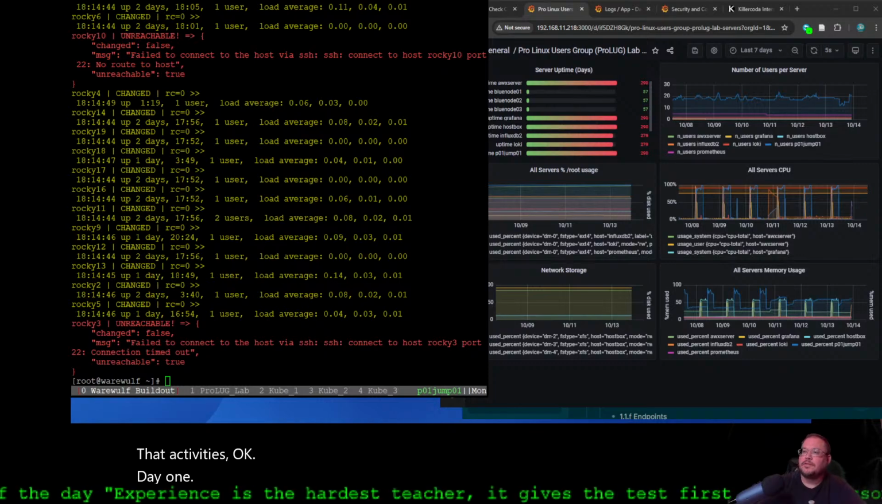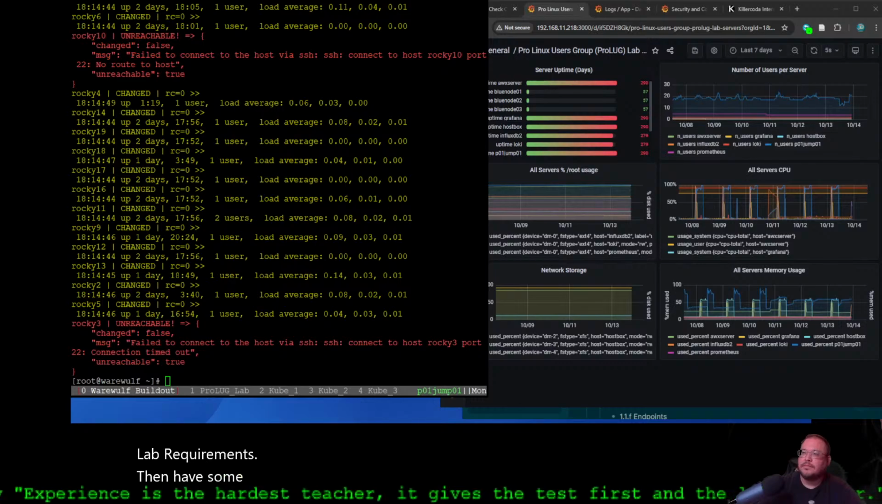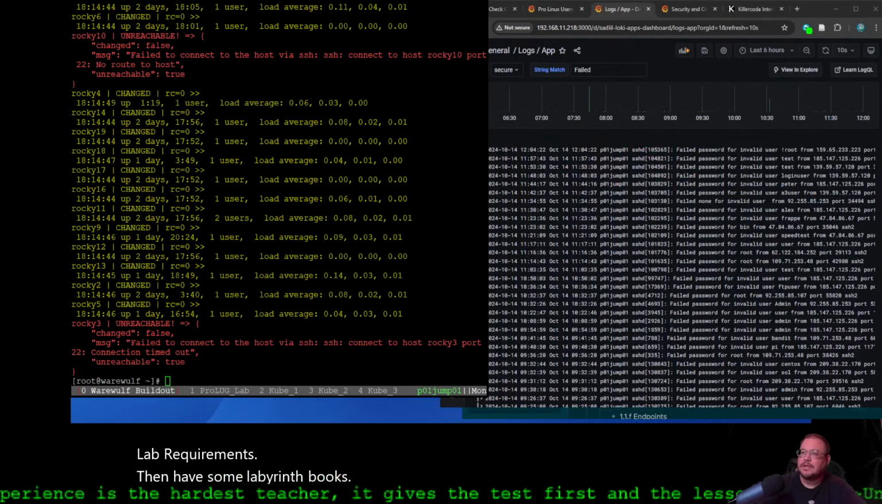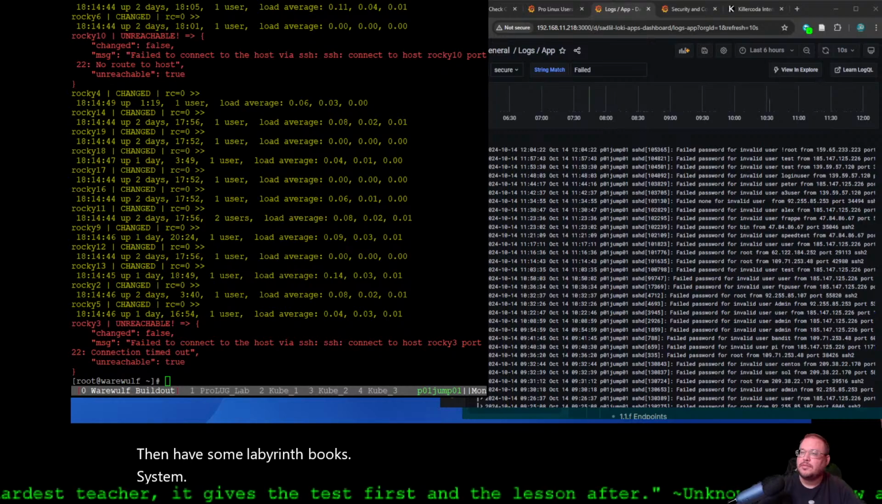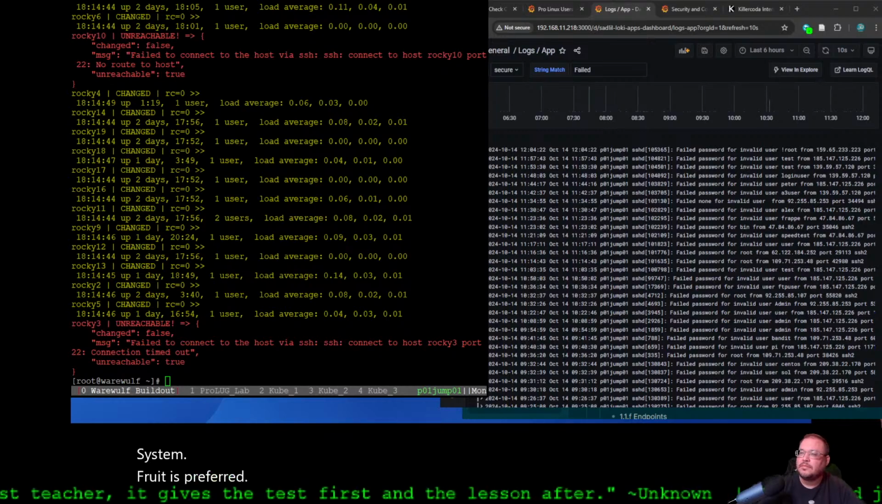Lab requirements. Gotta have some lab. Access to a system. Root is preferred. All right.